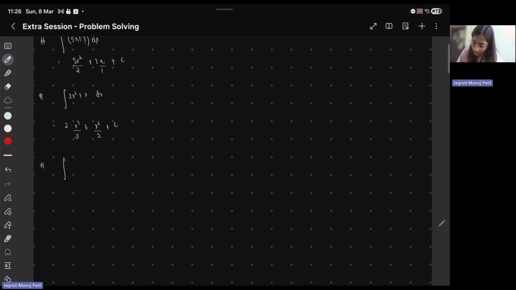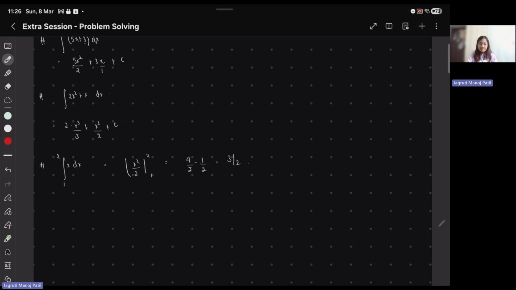Next one is simple. You just evaluate x dx and give it limits as 1 to 2. What it becomes is x square by 2, taken from 1 to 2. You have 4 by 2, minus 1 by 2. So you have the answer as 3 by 2. Okay, that's it.